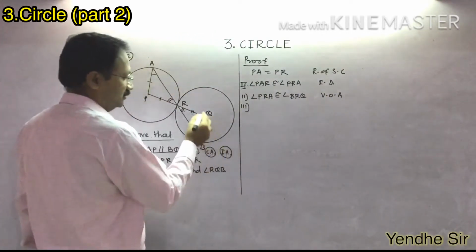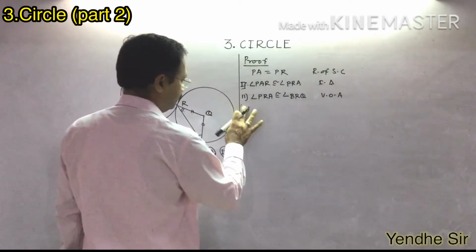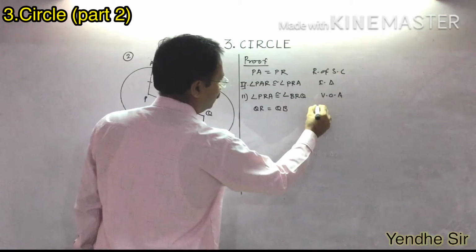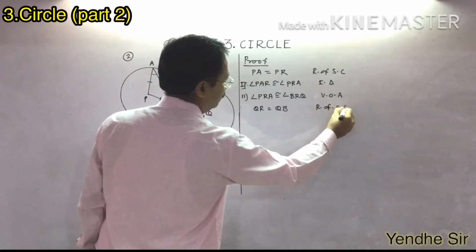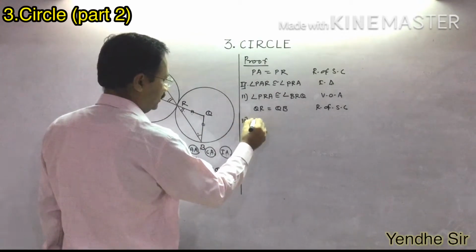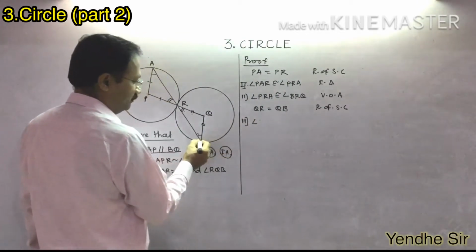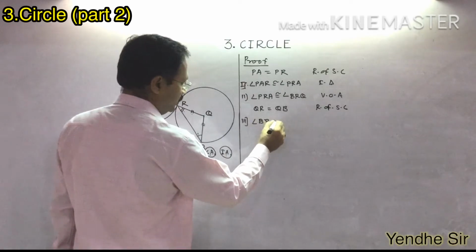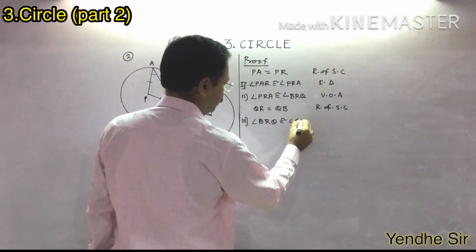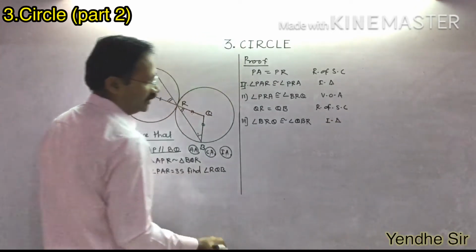Then third one, here you have to write QR equal to QB. The same reason is here, radii of same circle, and therefore these two angles are congruent. So give the number third, angle QRB. Either you can say BRQ. BRQ is congruent to angle QBR. This is because of isosceles triangle.